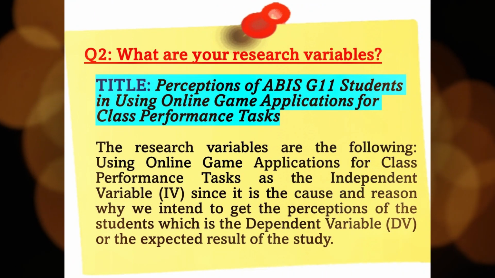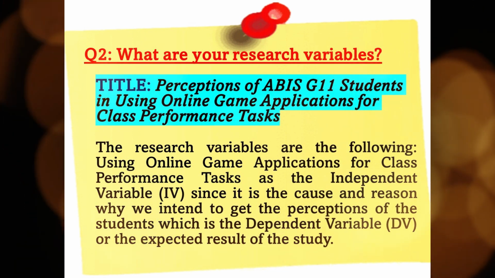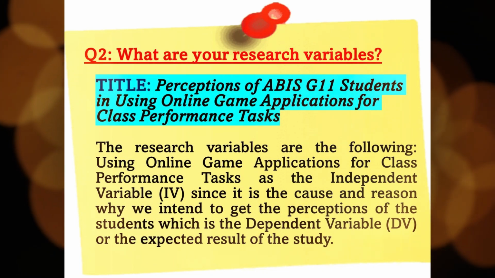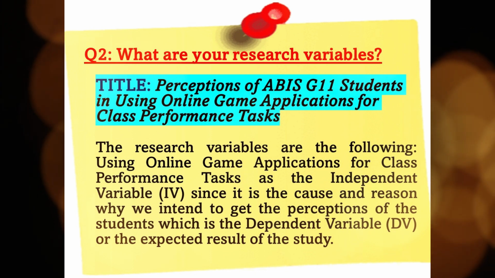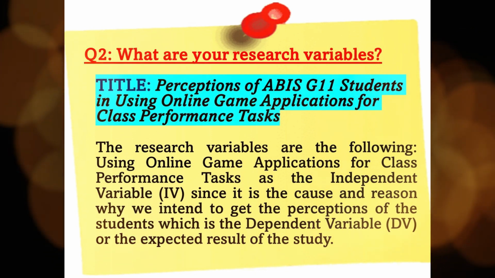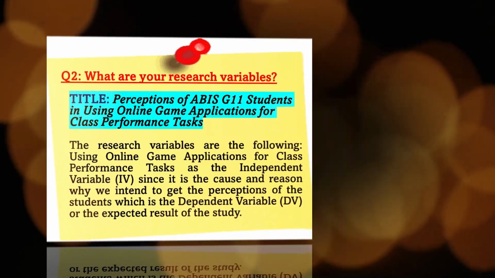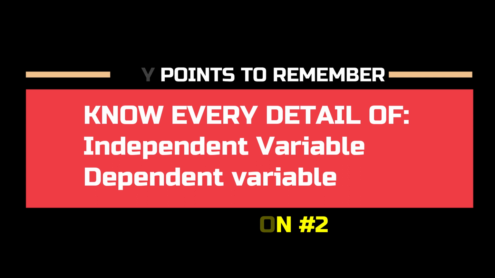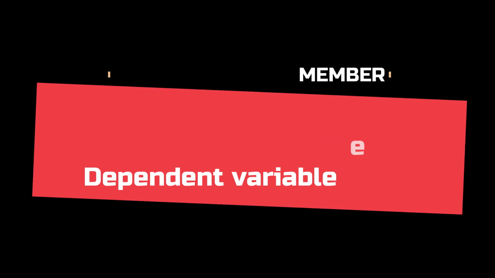The next question is, what are your research variables? We have talked about research variables many times already. Here, you will need to convince the panel members or your teacher that you know what you are talking about. You need to explain your independent and dependent variables to convince and make them see that you are knowledgeable about every detail of your study. Obviously, your variables are present in your project title as shown in that example answer to this second question. You need to identify these variables and know their descriptions as well to ace your defense.